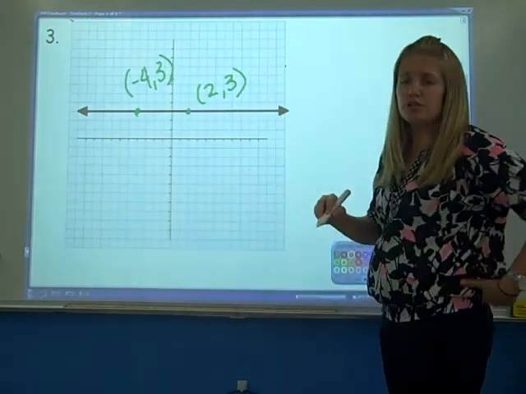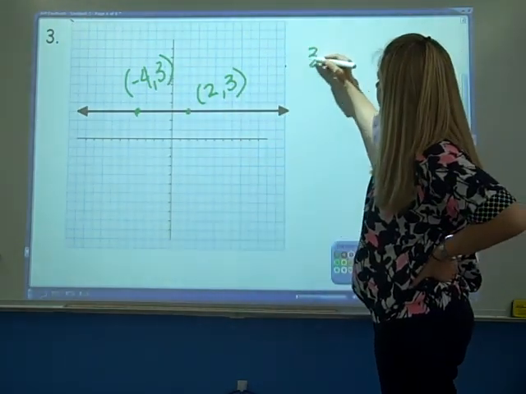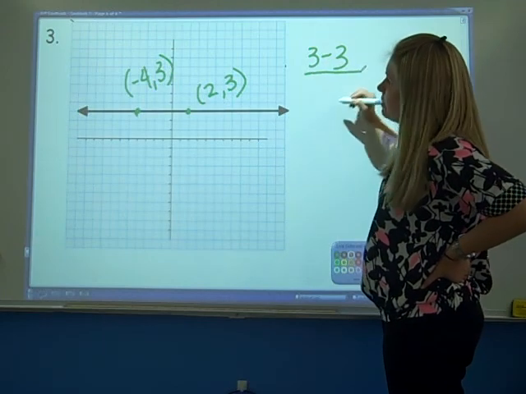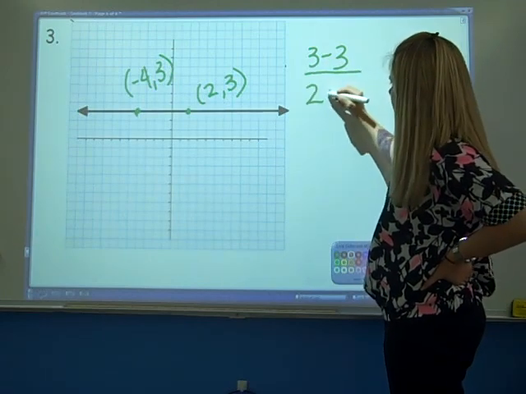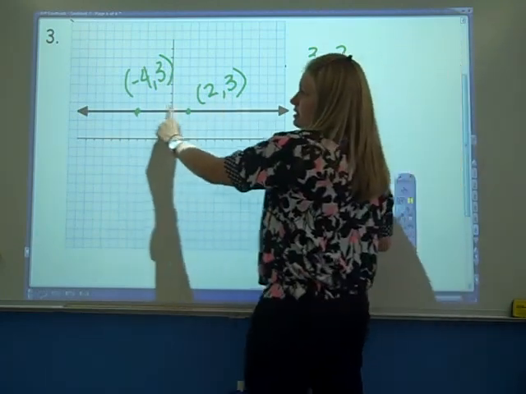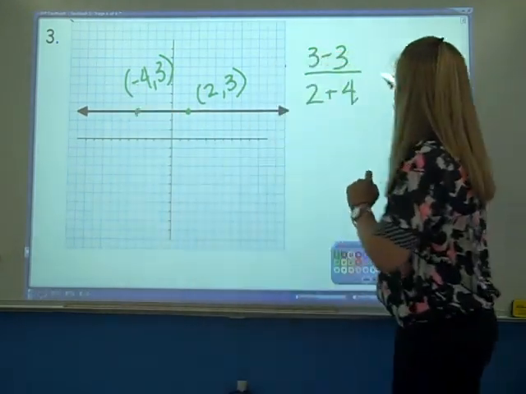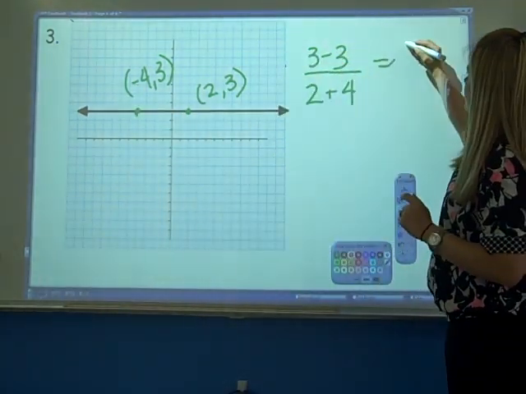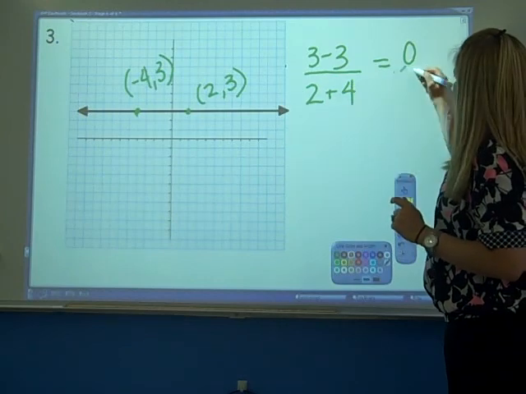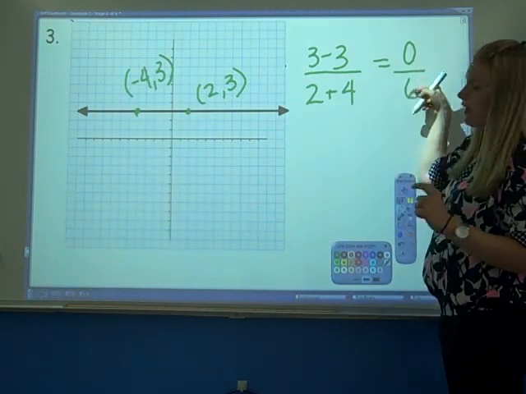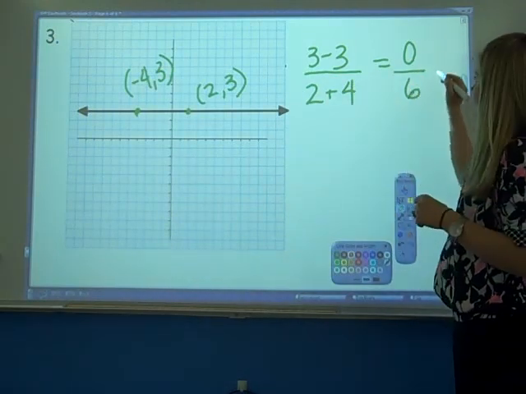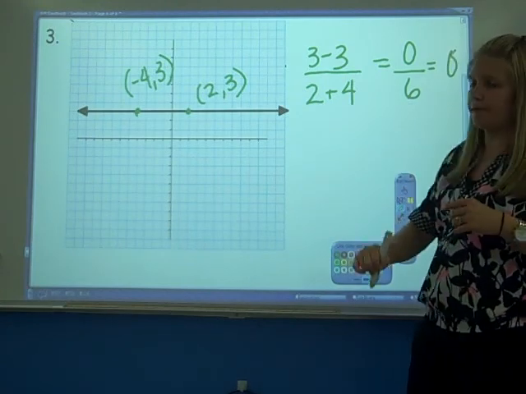Okay, subtract your y's. 3 minus 3 over, subtract your x's, 2 plus 4. It became a plus because 2 minus -4. 3 minus 3, 0. 2 plus 4, 6. When you do 0 divided by 6, this equals 0. Your slope is 0 there.